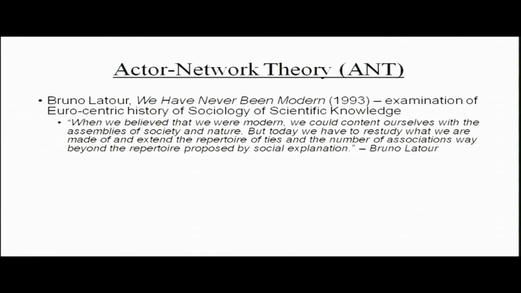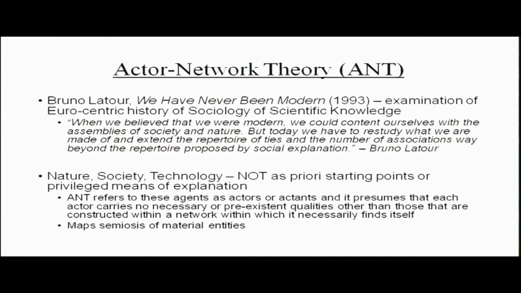where he says that when we believed that we were modern, we could content ourselves with the assemblies of society and nature. But today we have to restudy what we are made of and extend the repertoire of ties and the number of associations way beyond the repertoire proposed by social explanation. So, this is coming from his very significant work, We Have Never Been Modern, where he examines a Eurocentric history of sociology and of scientific knowledge, and talks about the relationship between the human and the non-human, and what the implications of these associations are.